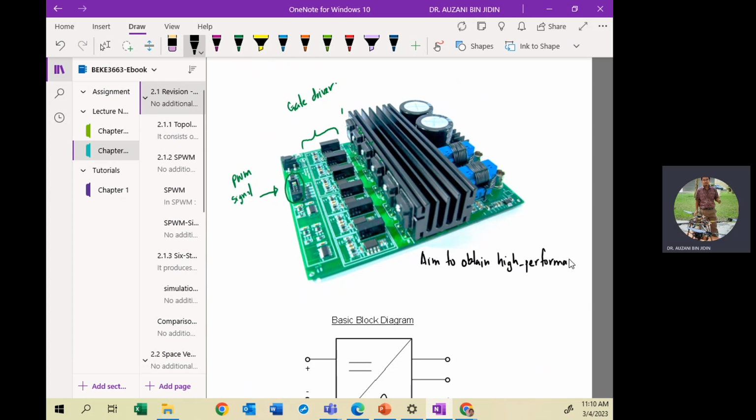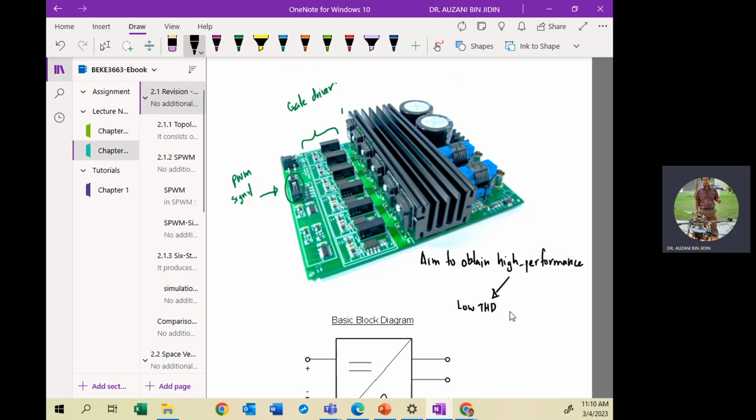So in terms of maybe you want to produce low THD voltage, low THD, total harmonic distortion. THD stands for total harmonic distortion. Low THD voltage or current.